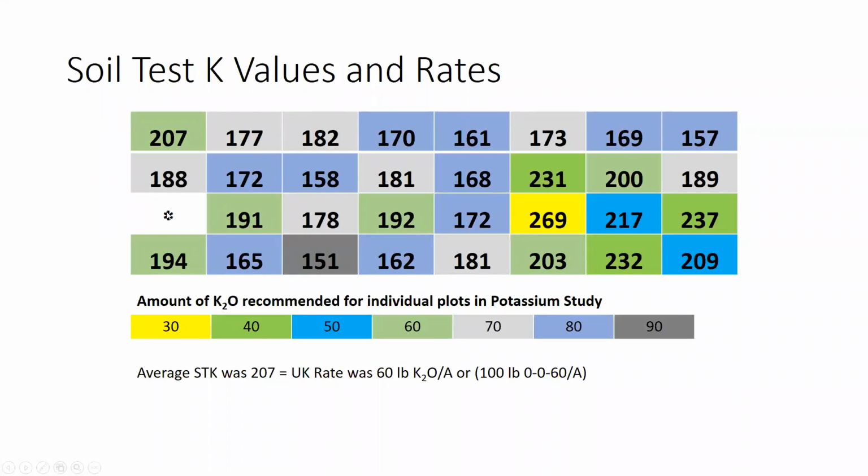I'm going to explain this asterisk for a second. I think I got a bad sample. It tested at 784. So I included that in the average unknowingly, or I was in a hurry when we did that. So the average actually came up to a 207, which recommended 60 pounds of K2O per acre. If we drop that, the average is a little bit lower, and our recommendation would go up to 70. But for full disclosure, that's what's going on with this field.